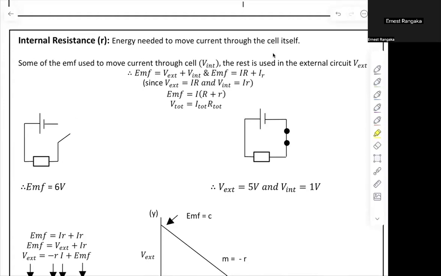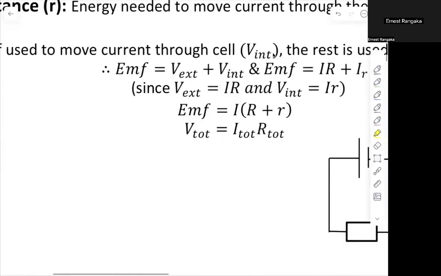So let's quickly have a look at this now. It says some of the EMF is used to move the current through the cell, V internal, or our lost volts. The rest is used in the external circuit. That's going to be our V external.